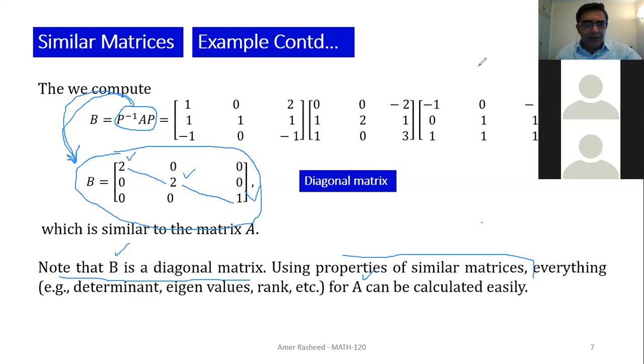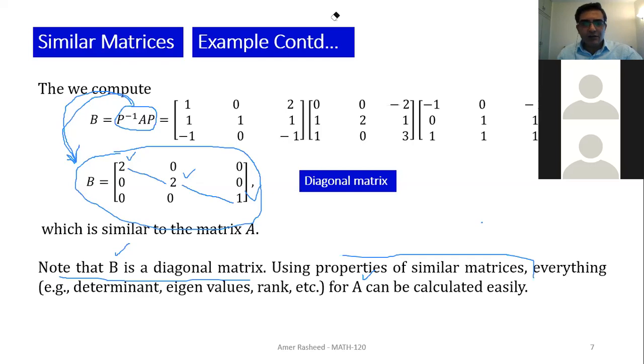Okay. So what is the purpose of finding similar matrices? Because they have a lot of properties in common. And if we can find a particular kind of P which transforms the matrix A into a diagonal matrix, then our calculations will be much simplified.